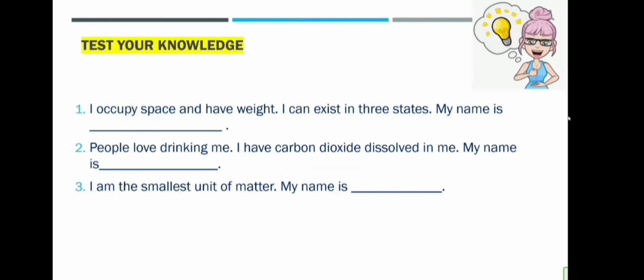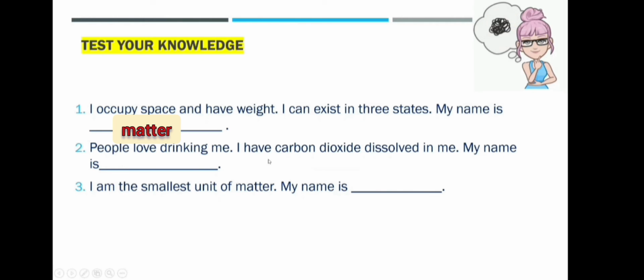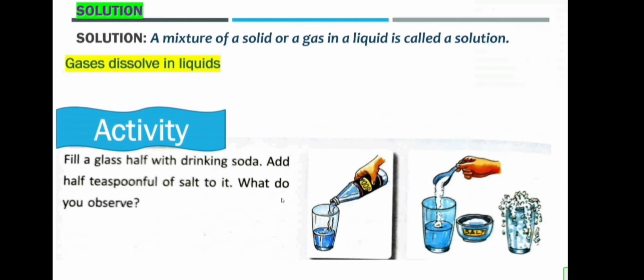Now let's check your knowledge. I occupy space and have weight. I can exist in 3 states. My name is matter. As matter exists in 3 states: solid, liquid and gas. Next, people love drinking me. I have carbon dioxide dissolved in me. My name is cold drink. I am the smallest unit of matter. My name is atom.